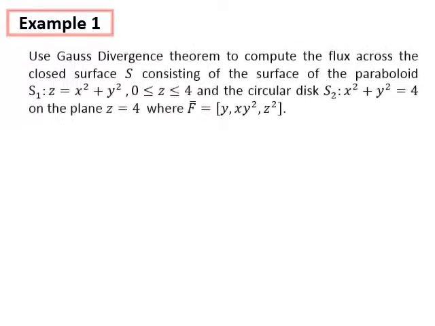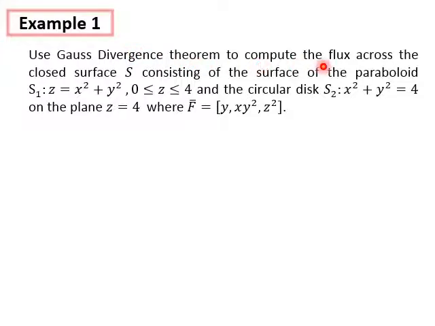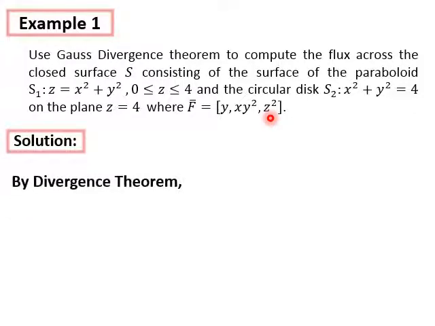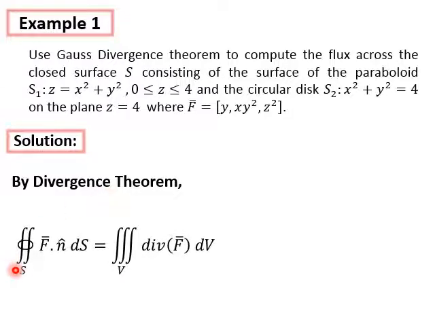Example 1. Use Gauss divergence theorem to compute the flux across the closed surface S consisting of the surface of the paraboloid and the circular disc on the z equal to 4 plane, where the velocity field is described by the vector function f bar given as y i cap plus x y squared j cap plus z squared k cap. By divergence theorem, double integral over the closed surface S of f bar dot n cap dS is equal to triple integral over the volume enclosed by the closed surface of divergence of f bar dV.